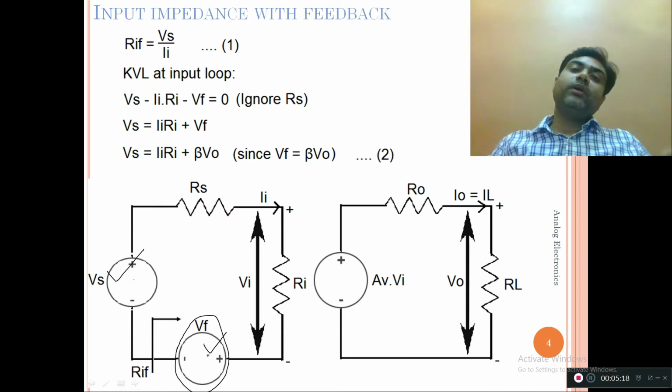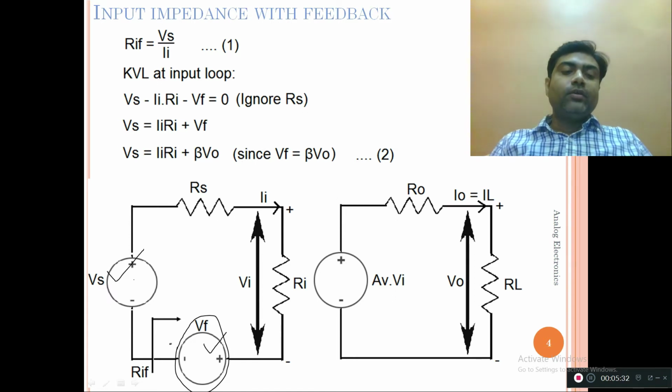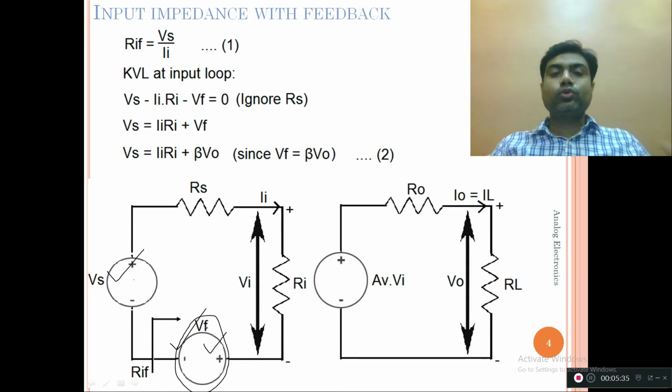If it becomes Vs plus Vf, then it will convert into the positive type of feedback. So in this particular feedback amplifiers unit, we are talking about the negative type of feedback, and we have to be very sure that Vf must be applied so that it opposes the polarity of the Vs.